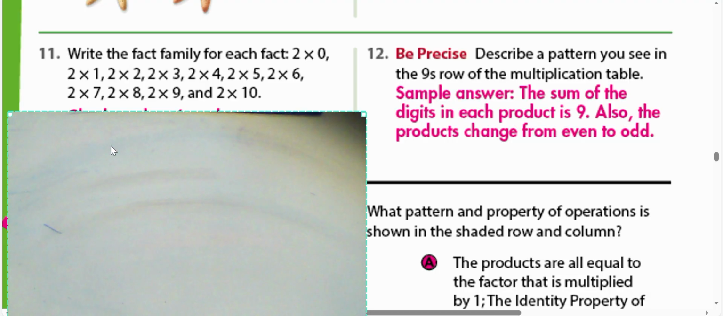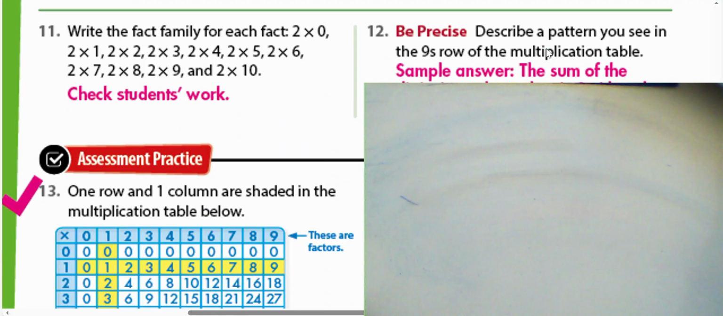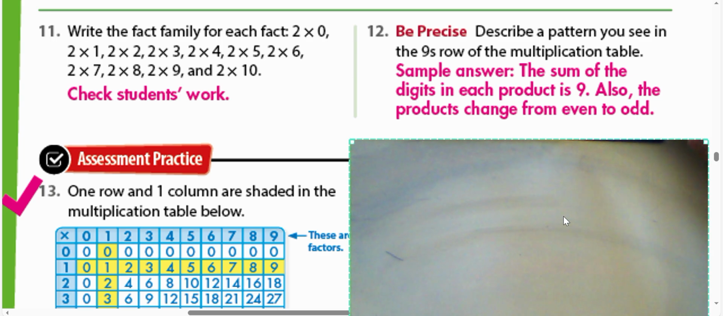Number 12. Describe patterns you see in the 9s row of the multiplication table. The simple answer here: you can write that the sum of the digits in each product is 9. Also, the product changes from even to odd. Next question.